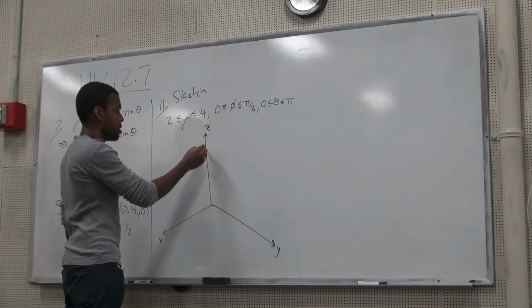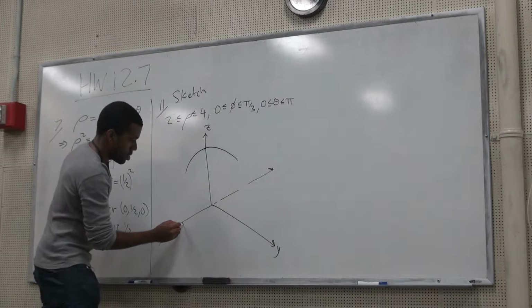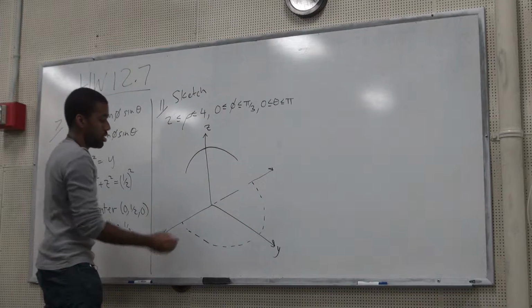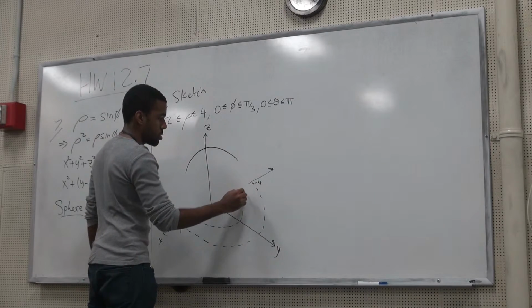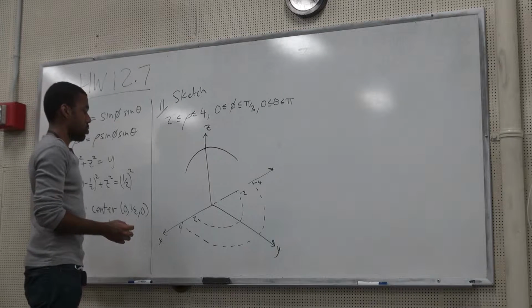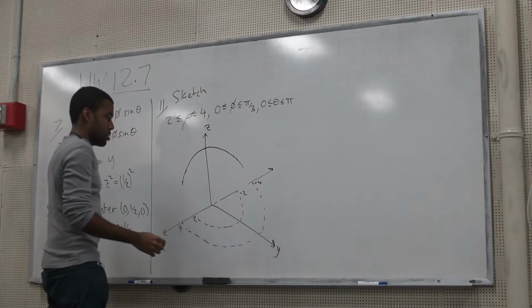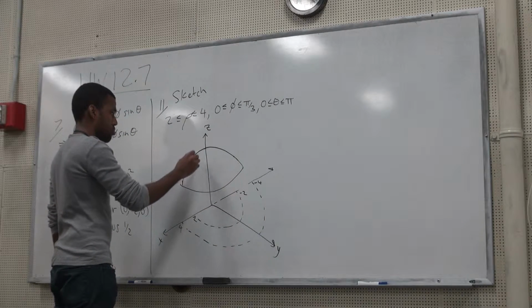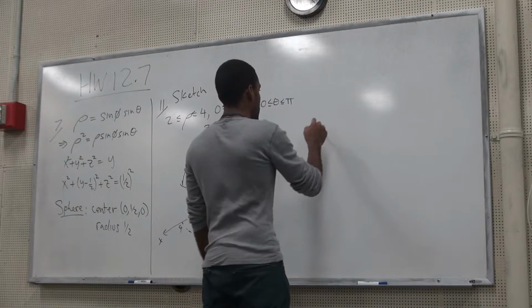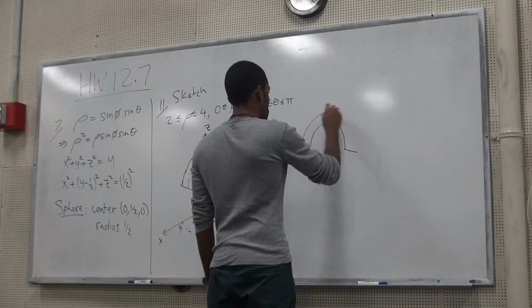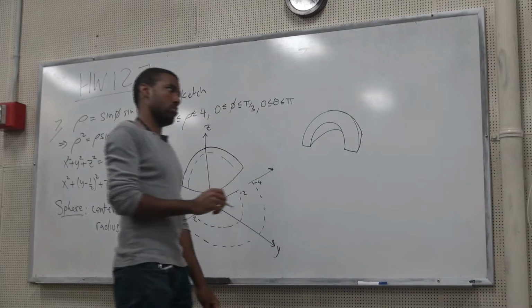We're only talking about the part that's between them. So this is a sphere of radius 4, that's a sphere of radius 2. But my phi only goes where? Down to pi over 3. I don't know, this angle is sort of weird. It would look sort of like that.